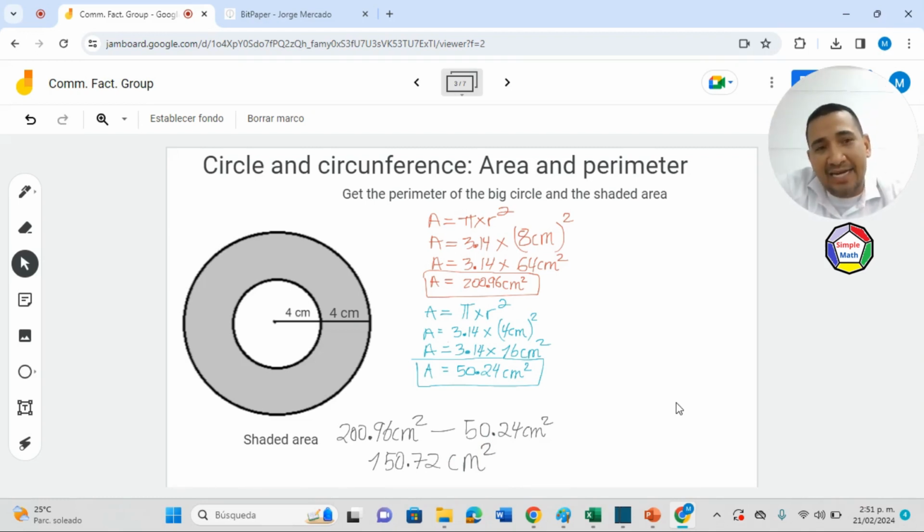All right, guys. Now I would like to invite you to solve an exercise about shaded area and also the perimeter of the circumference and the area of the circle.